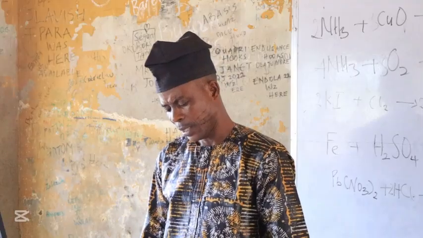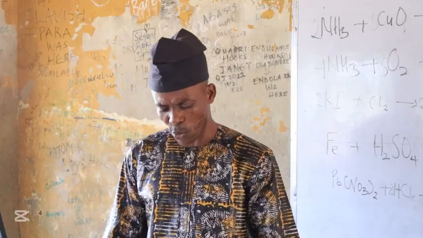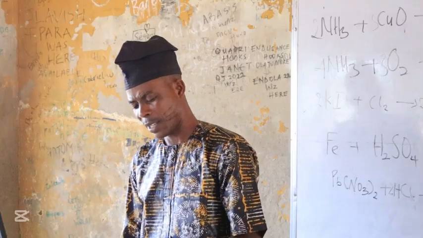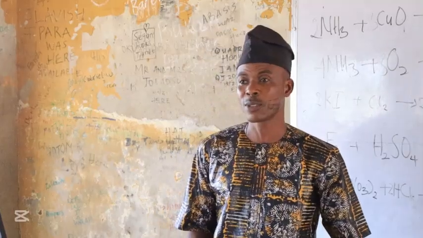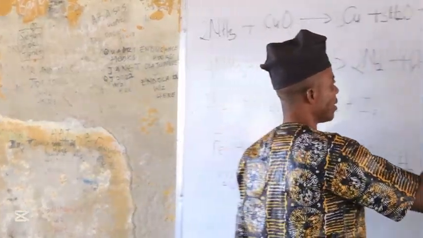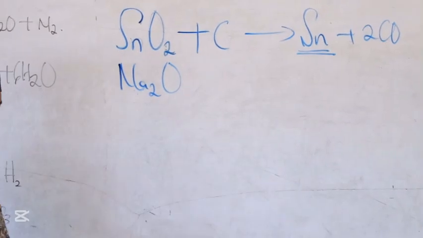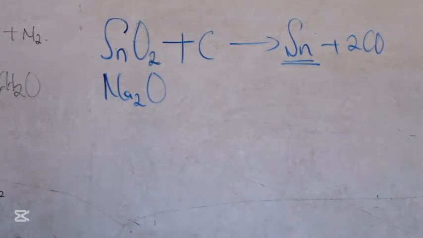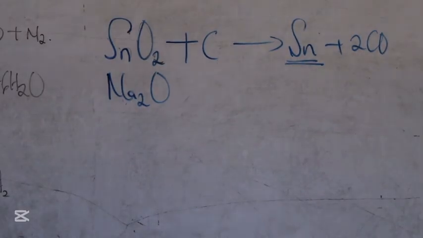Let's see the next one. State the class of oxide to which each of the following compounds belong. State the class of oxide to which each of the following compounds belong. What type of oxide is Na2O? What type or class of oxide is Na2O? Basic oxide. Basic oxide.